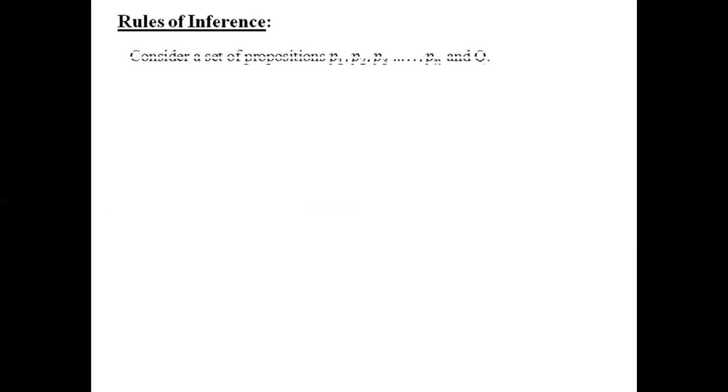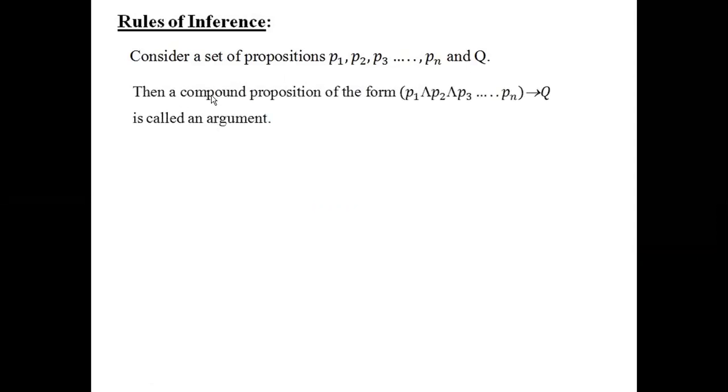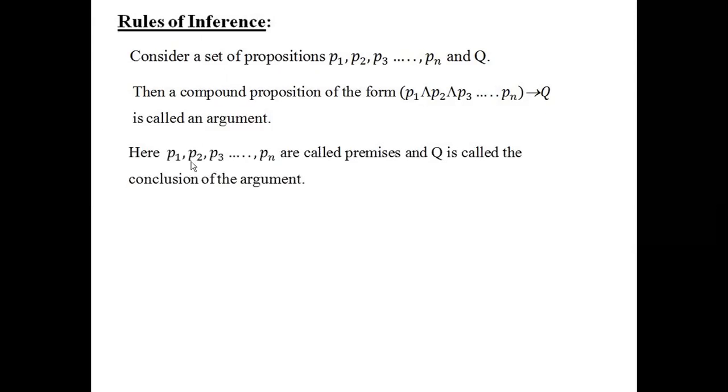Rules of inference. Consider a set of propositions P1, P2, P3, etc. up to Pn, and consider the proposition Q. Then a compound proposition of the form P1 and P2 and P3, etc. up to Pn, conditional Q is called an argument. Here P1, P2, P3 etc. are called premises and Q is called the conclusion of the argument.